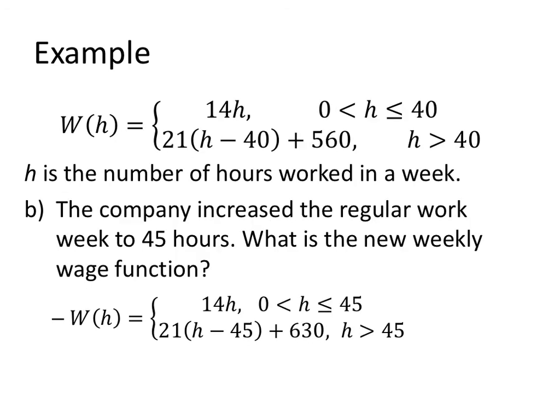Now, the company increased the regular work week to 45 hours. What's the new weekly wage function? Well, now we're going to split it at 45. So that's going to change. Still $14 an hour up until 45 hours. Still time and a half for the hours over 45. But notice we had to change this base. 45 hours, 14 times 45, is $630 for a standard 45-hour week, plus the amount of overtime. That completes this example and this section.